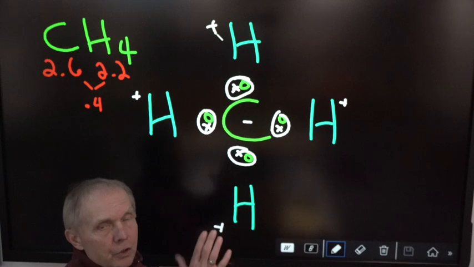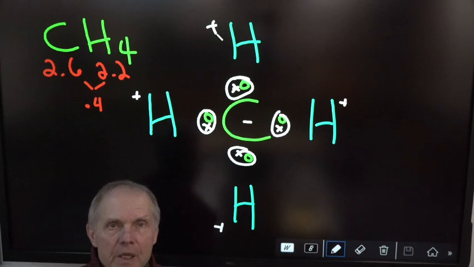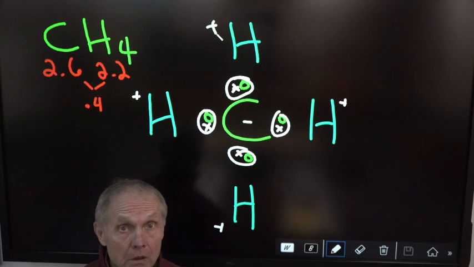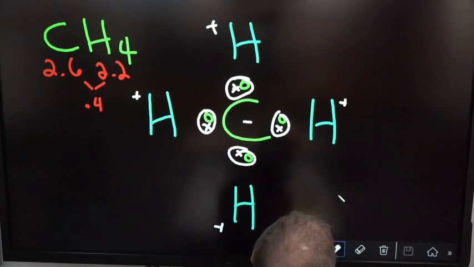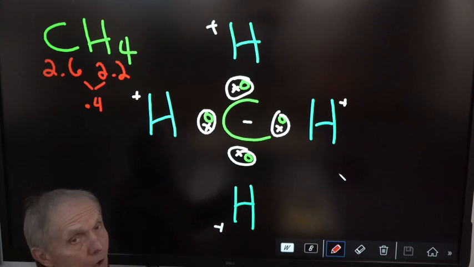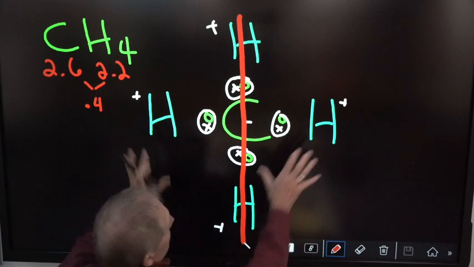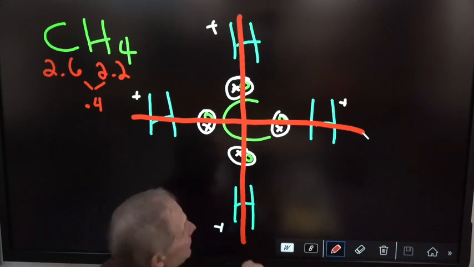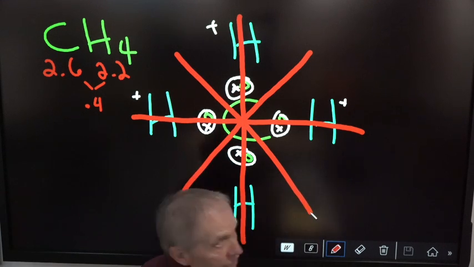But is the molecule polar or nonpolar? Remember what I said: in order to be a polar molecule, it's got to be asymmetrical. If it's a nonpolar molecule, it's going to be symmetrical. So let's see. What we've got to do is cut it a whole bunch of ways and see. If we cut it this way, it looks the same on both sides. This way, it looks the same on both sides. This way, it looks the same. This way, it looks the same.